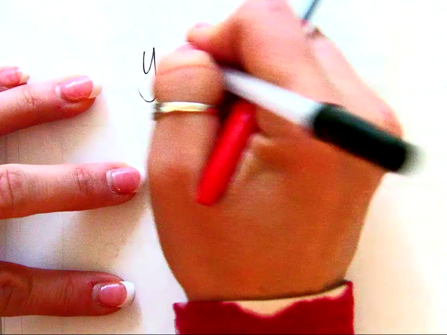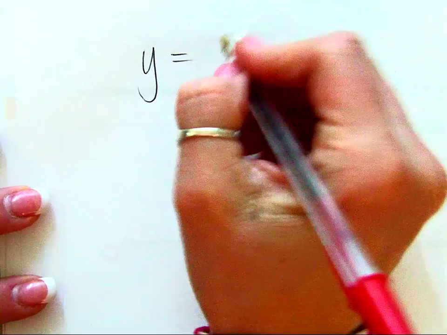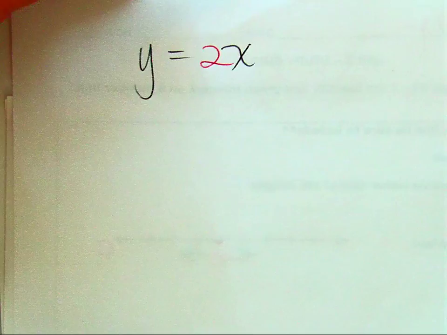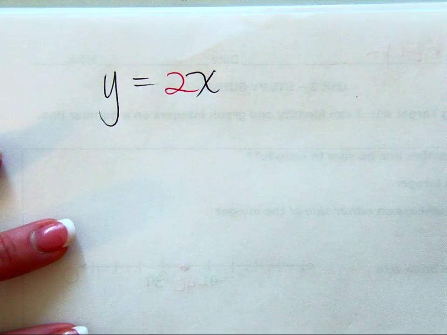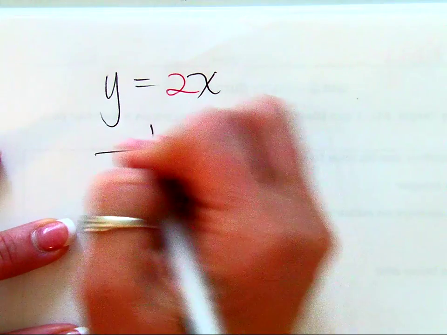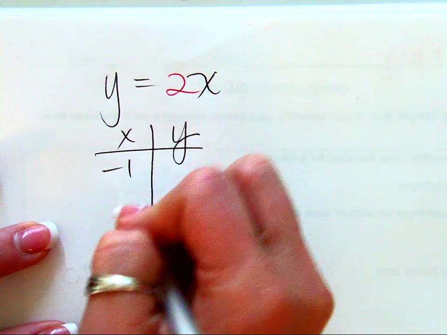So here's my parent function. Let's see what y equals 2x does to it. Don't graph it yet, okay? We got to build up some suspense, right? So what's -1 times 2?